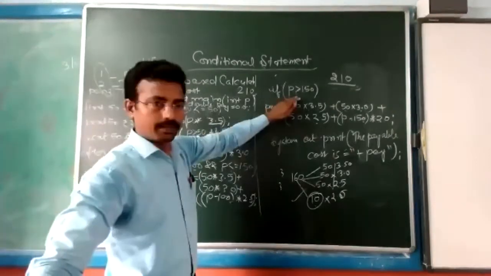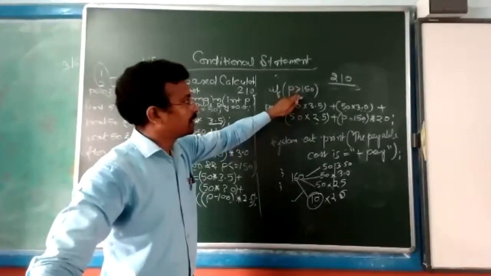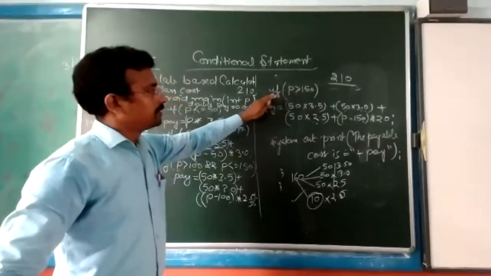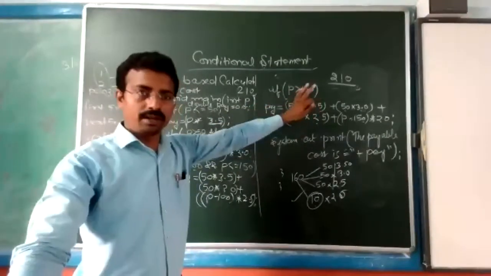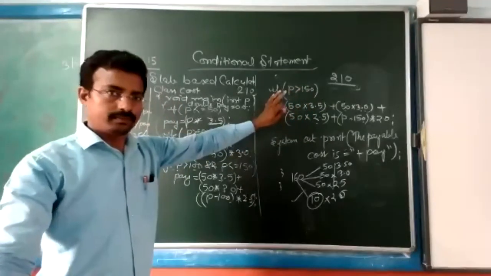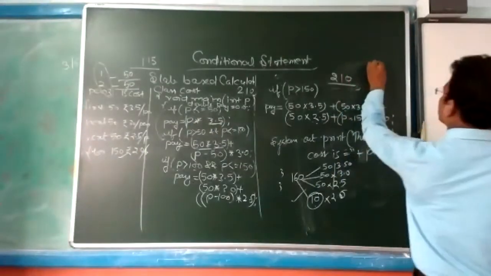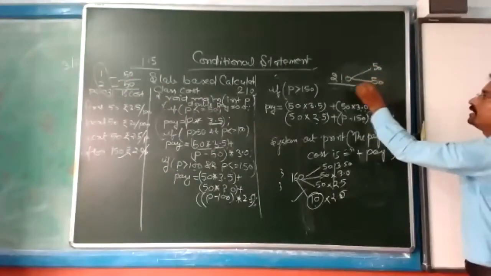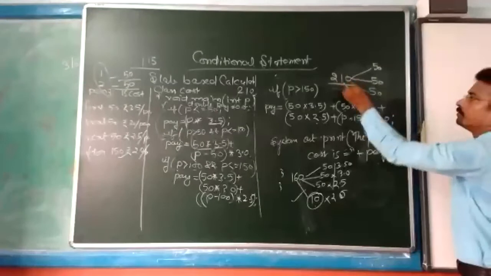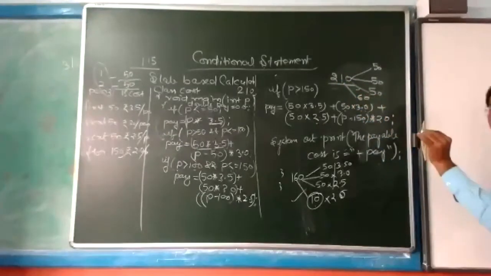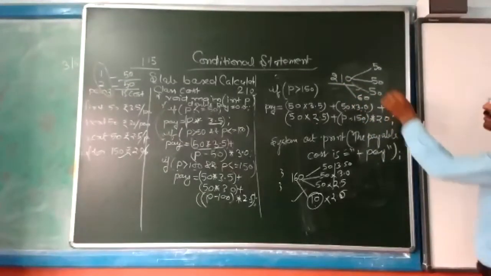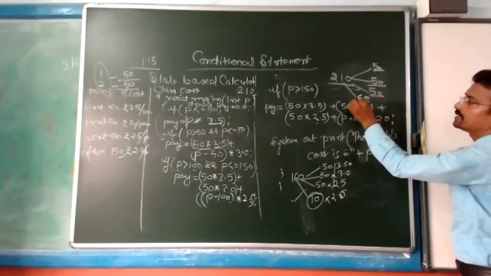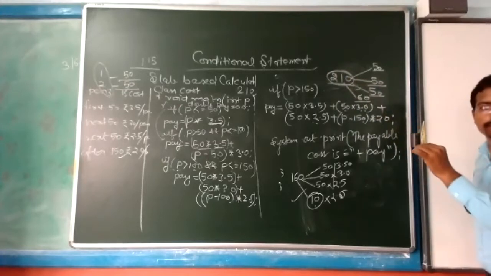Then 210 is going to be divided into how many parts? 50 slabs will be created. Four parts of 50, or the 4th part will be 60. Starting 50, next 50, next 50, then 60. 10 is there.